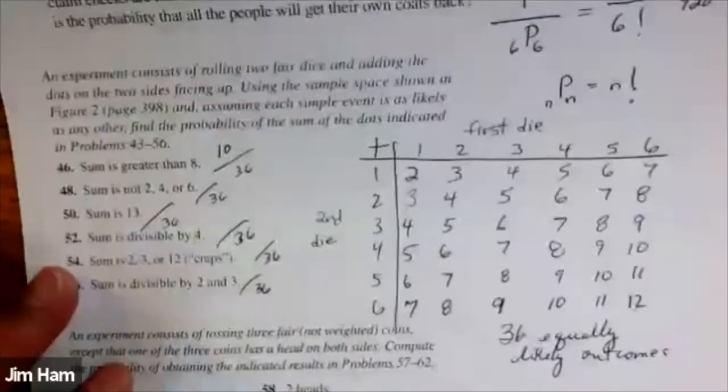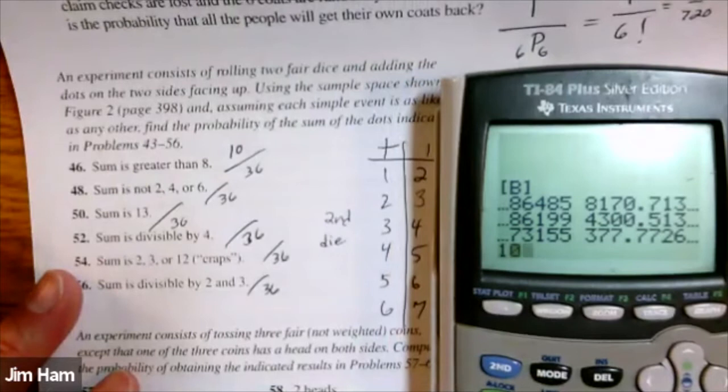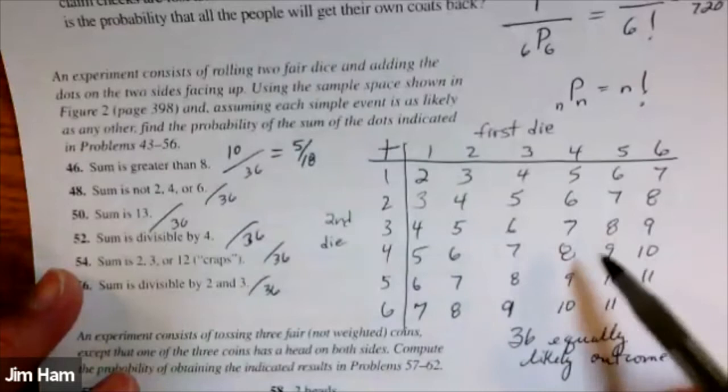And usually in problems like this, we just leave it in reduced fraction form. And you can reduce it in your head or just reduce it in your calculator. 5/18. Convert to a fraction is in the math menu. Sum is 13. There are no 13s. 0. Sum is 2, 3, or 12.